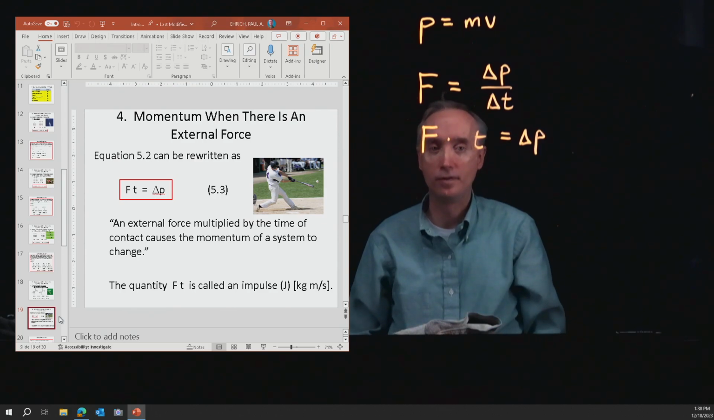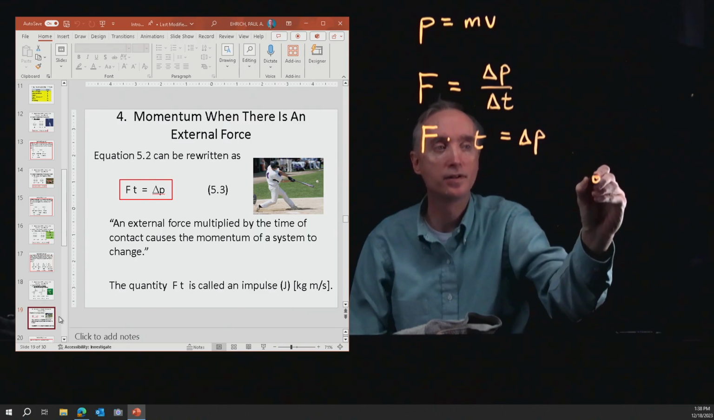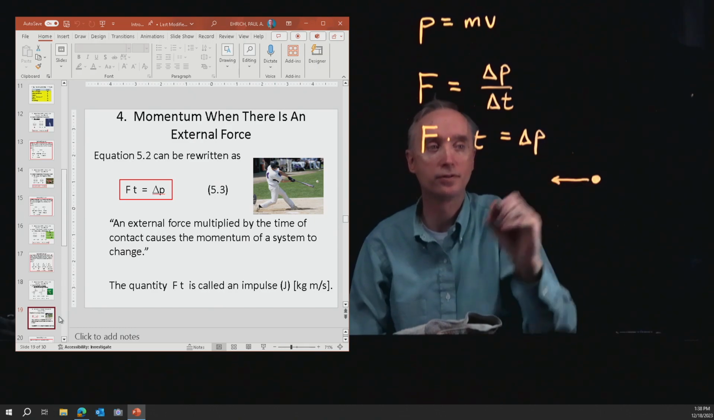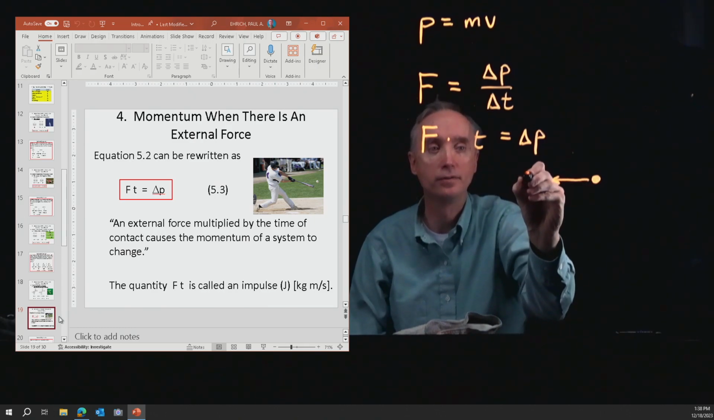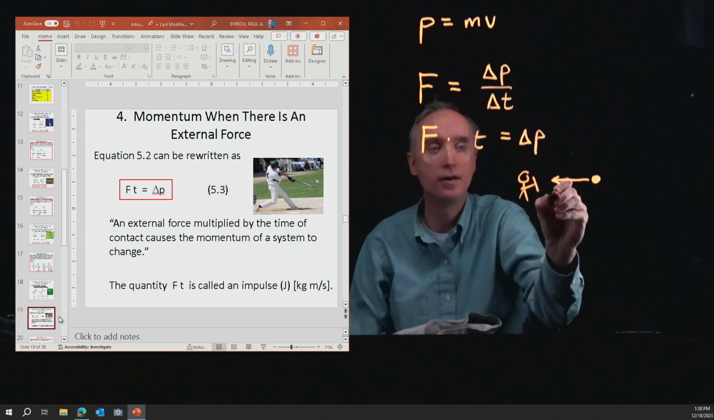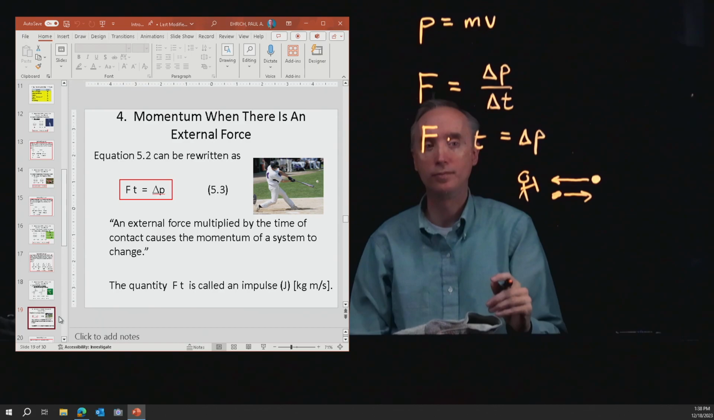An example of this would be a baseball player. You have the baseball, so that's going to be the system, initially going in this direction, and then the batter has the bat, and when they hit the ball, now the ball is going in this direction. So the momentum has been changed.